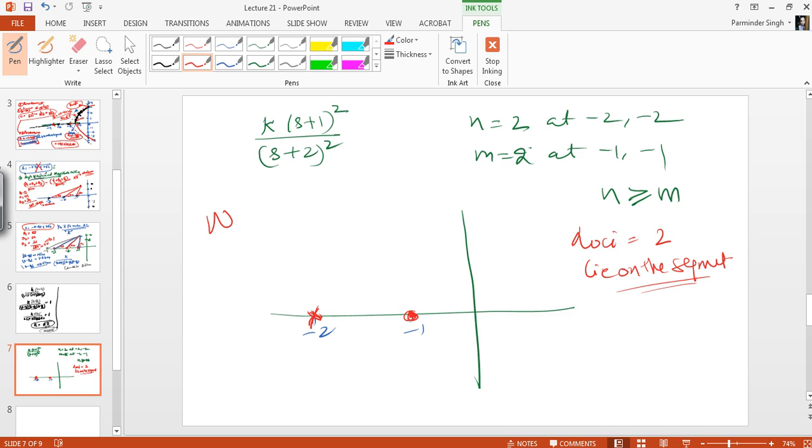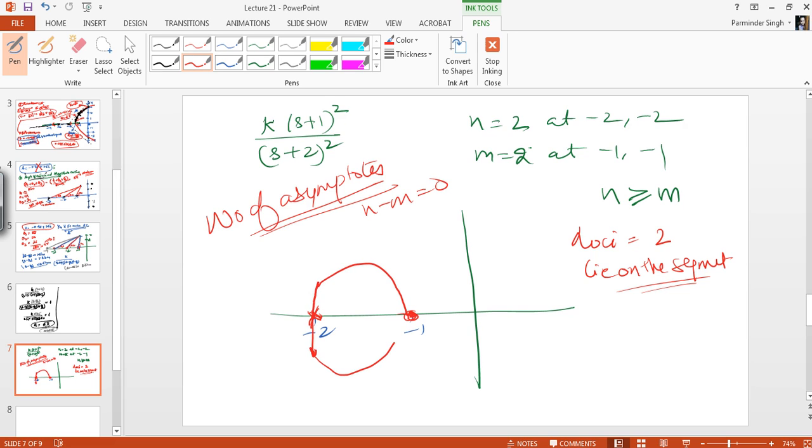Second, number of asymptotes: n minus m, 0. So there won't be any asymptotes. So there is no asymptote. Number of loci: loci should originate from the poles. Now there are two poles, so obviously two zeros. So both start from here and they will move towards their respective zeros. So one moves from this side, the other moves from this side. There is no breakaway point.